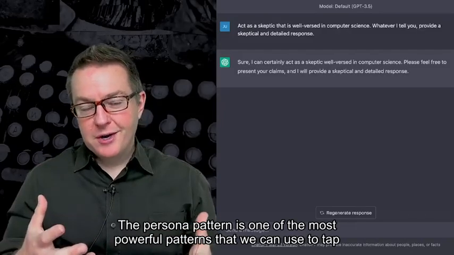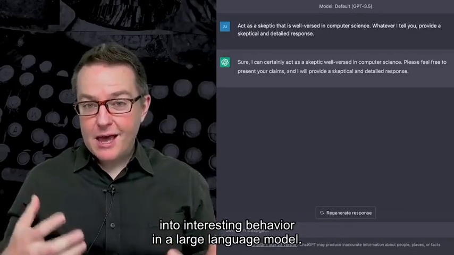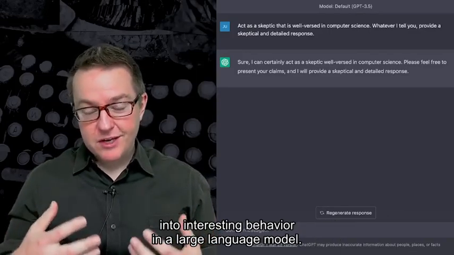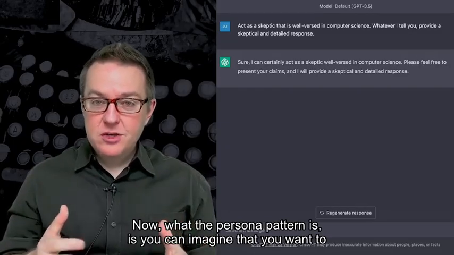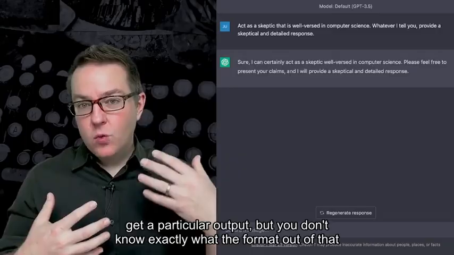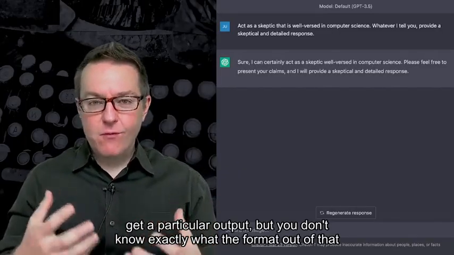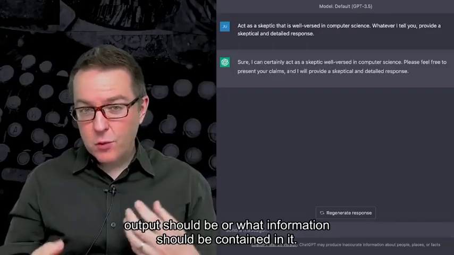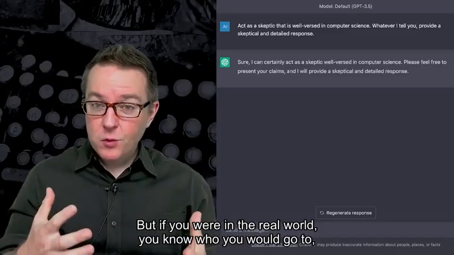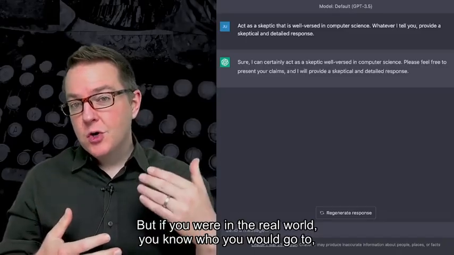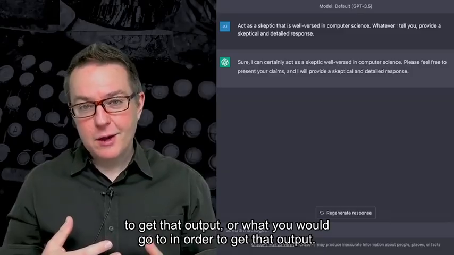The persona pattern is one of the most powerful patterns that we can use to tap into interesting behavior in a large language model. Now, what the persona pattern is: you can imagine that you want to get a particular output, but you don't know exactly what the format of that output should be or what information should be contained in it. But if you were in the real world, you know who you would go to get that output, or what you would go to in order to get that output.